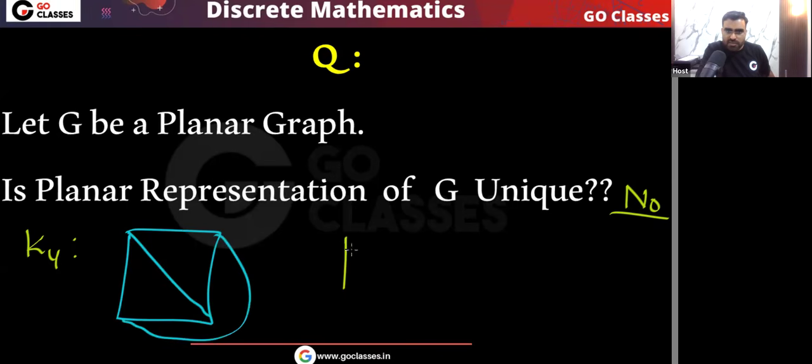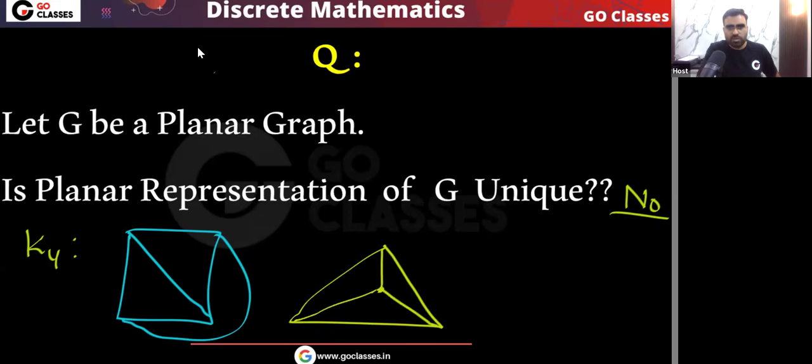I can create another. Consider this. I can create the planar representation like this. We have already seen. So remember, you can create many planar representations. Is the planar representation unique? The answer is no. I hope you understood.